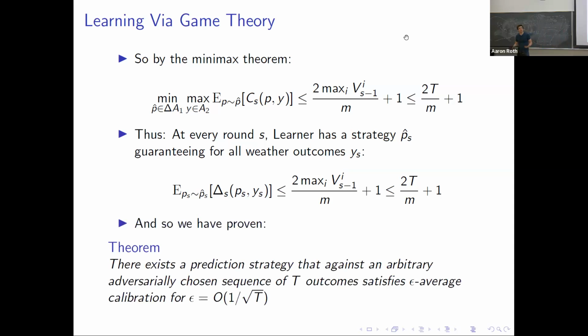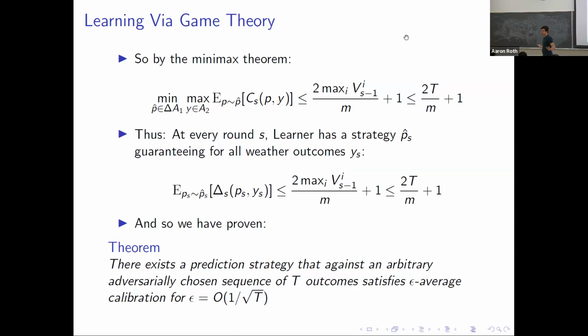And so we've proven the following theorem. There's an algorithm, a prediction strategy that doesn't have to know anything about meteorology. In particular, it works against arbitrary sequences of outcomes that might not follow any probabilistic process at all. And nevertheless, it is guaranteed to satisfy epsilon average calibration for epsilon going to 0 at a rate of 1 over root t, which is the same rate that the oracular weatherman would have obtained.